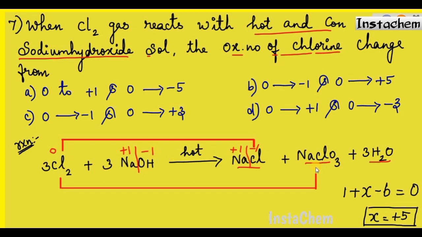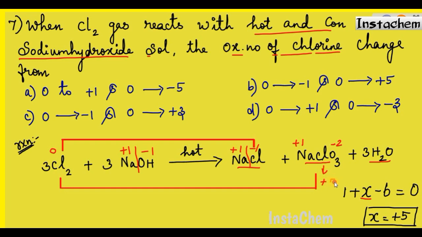This side NaClO3, for sodium plus 1, we know very well. For oxygen minus 2, we don't know about Cl. Let's find. For Na 1, so 1 plus the unknown Cl (x) minus 6, because each oxygen carries minus 2 into 3 times, so 6, that is equal to 0. So x value is plus 5. So the oxidation number of chlorine in NaClO3 is plus 5.